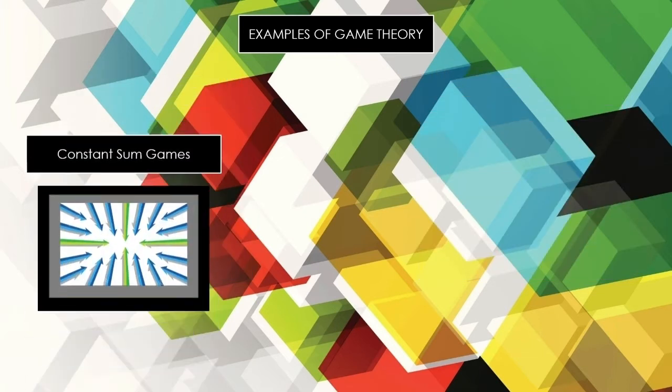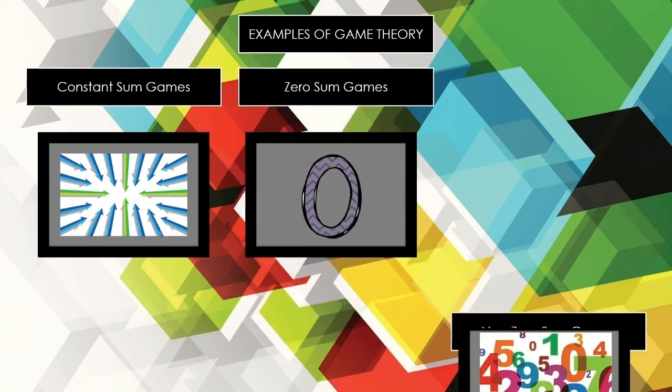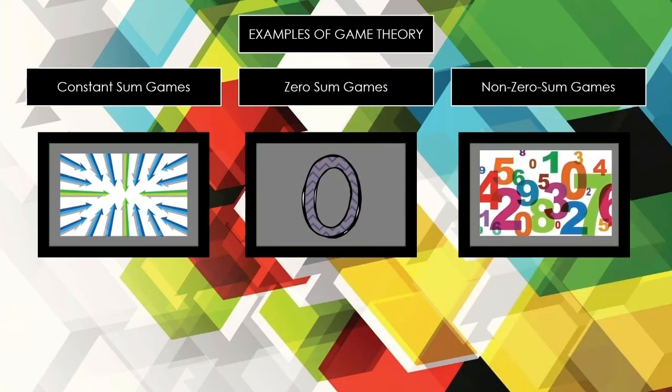Fourth is constant sum, zero sum, and non-zero sum games. A constant sum game is one where the total outcome of all players remains constant even if the individual outcomes are different. Zero sum is a type of constant sum game in which the outcome of all players is zero. For example, the gain of one player means the loss of the other player. Lastly, the non-zero sum game is a game in which the sum of the outcomes of the players is not zero.